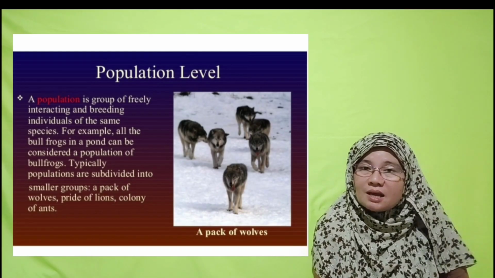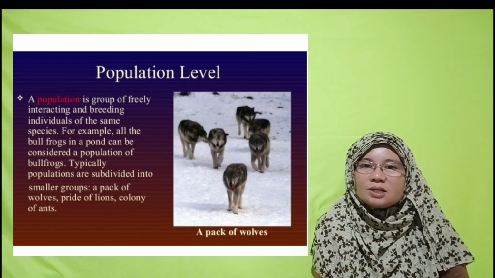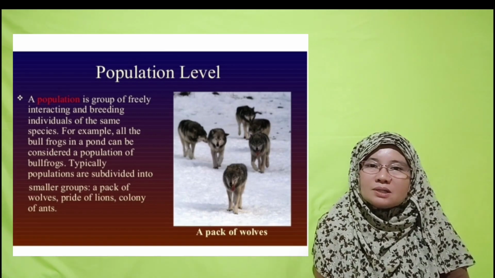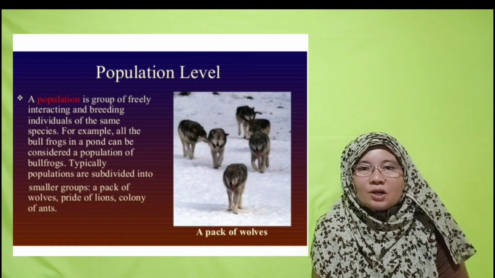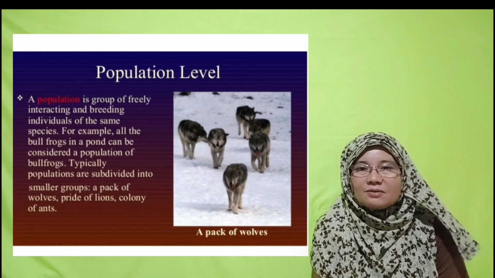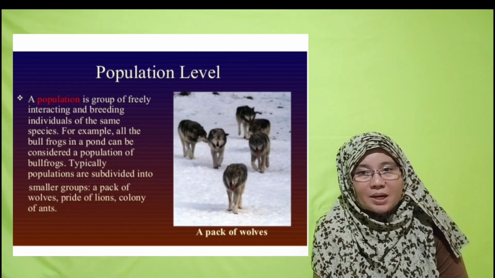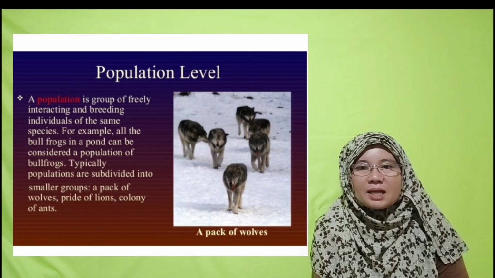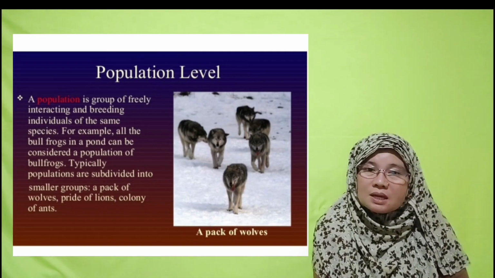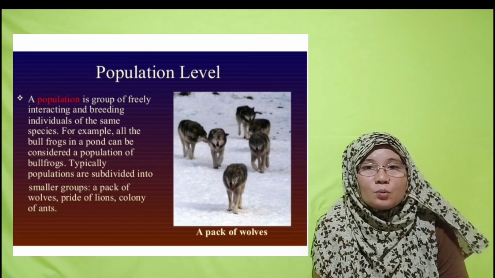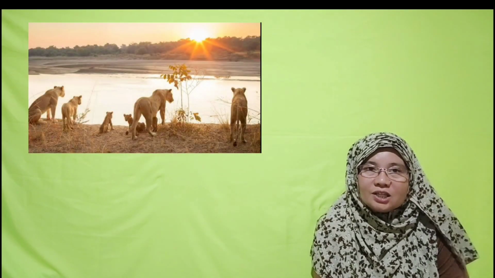At the population level, a population is a group of freely interacting and breeding individuals of the same species. Okay, for example, all bullfrogs in a pond can be considered a population of bullfrogs. Typically, a population is subdivided into smaller groups. For example, a pack of wolves, a pride of lions, and a colony of ants.